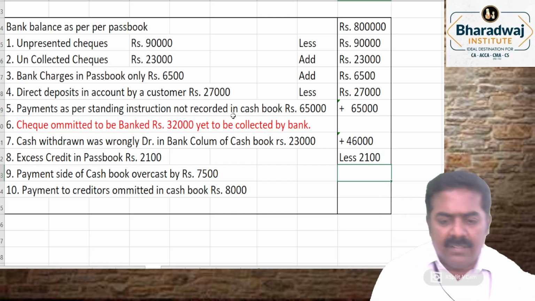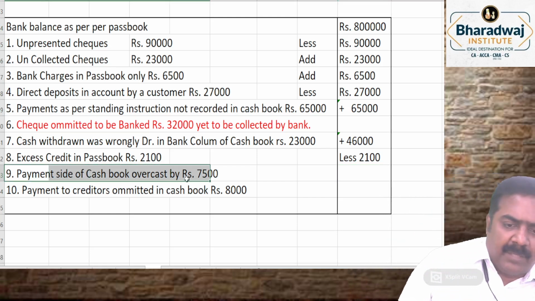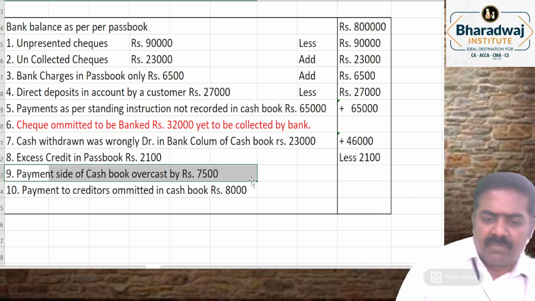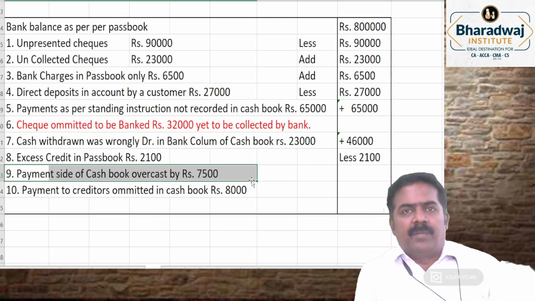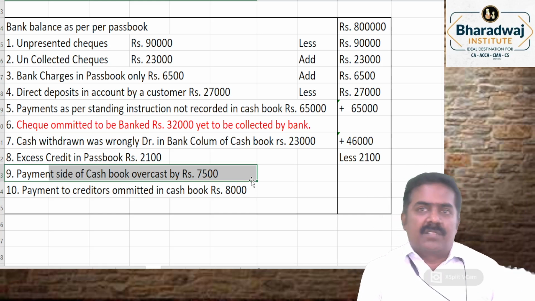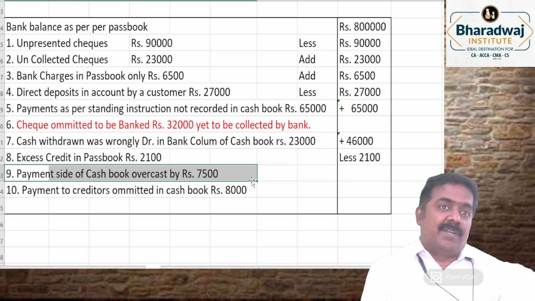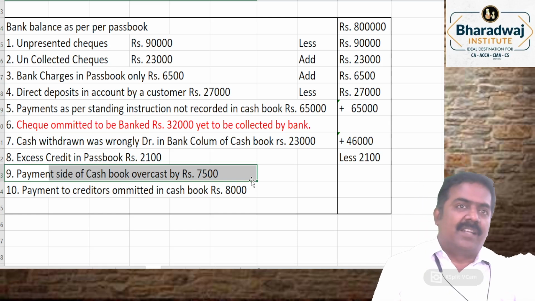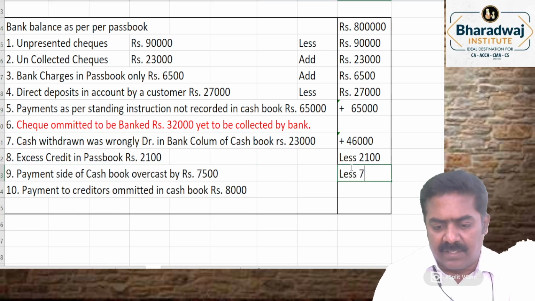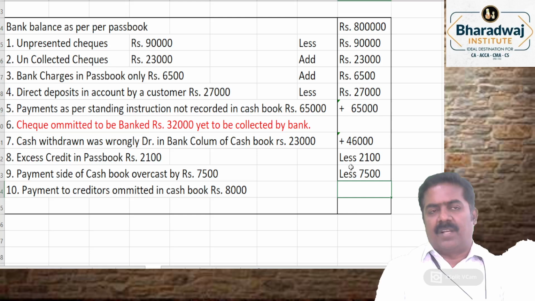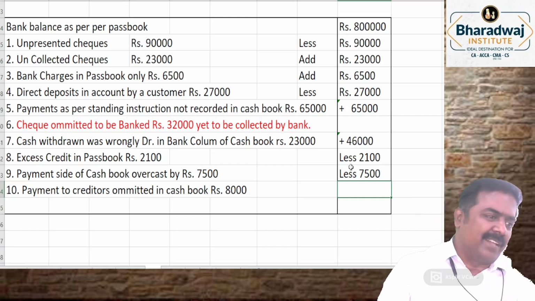Remove it by reducing. Payment side of cash book was overcast by 7,500. Payment side of cash book overcast. Customer has deducted more. Let us also deduct it. Less 7,500. Customer has deducted extra amount. Let us also deduct that extra amount.